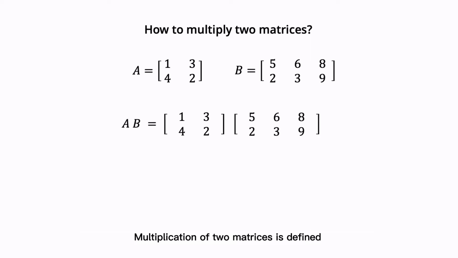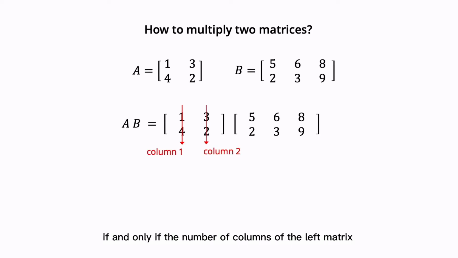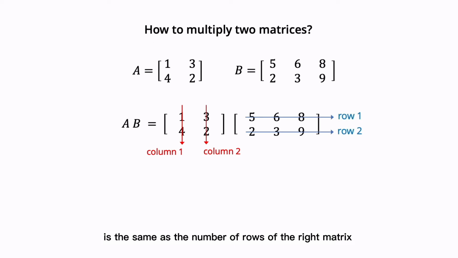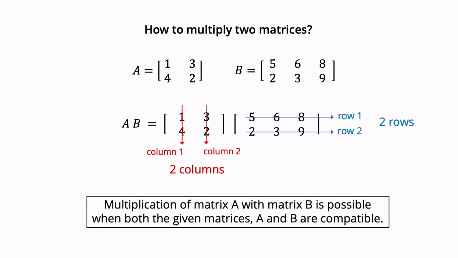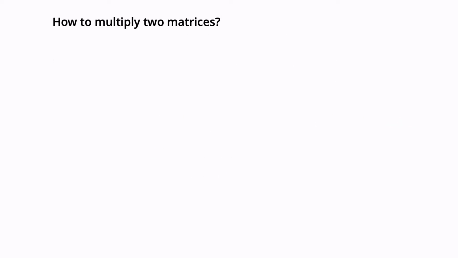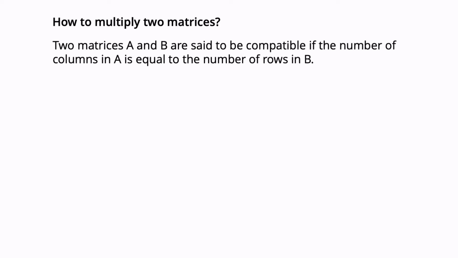Multiplication of two matrices is defined if and only if the number of columns of the left matrix is the same as the number of rows of the right matrix. Multiplication of matrix A with matrix B is possible when both the given matrices A and B are compatible. Two matrices A and B are said to be compatible if the number of columns in A is equal to the number of rows in B.